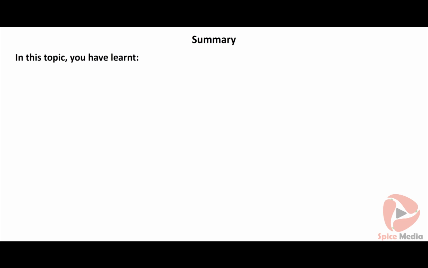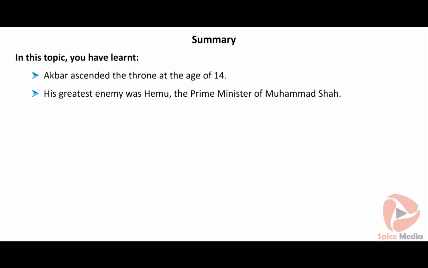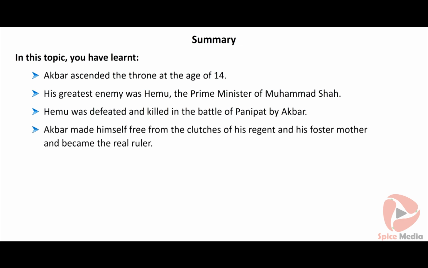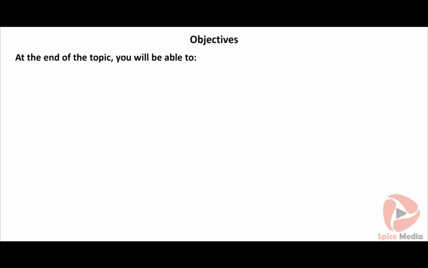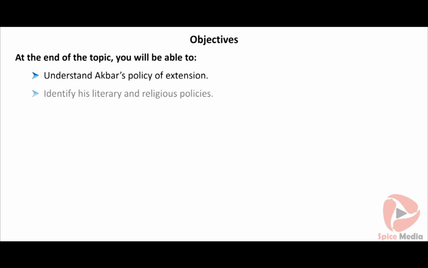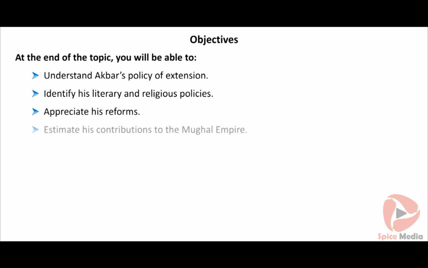In this topic, you have learnt that Akbar ascended the throne at the age of 14. His greatest enemy was Hemu, the prime minister of Muhammad Shah. Hemu was defeated and killed in the Battle of Panipat by Akbar. Akbar made himself free from the clutches of his regent and his foster mother and became the real ruler. Akbar made a number of conquests and extended his empire. At the end of the topic, you will be able to understand Akbar's policy of extension, identify his literary and religious policies, appreciate his reforms, and estimate his contributions to the Mughal Empire.